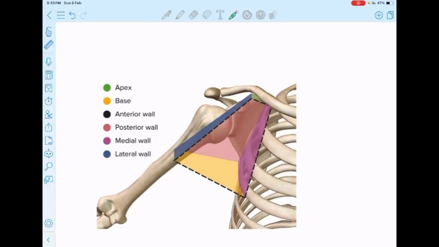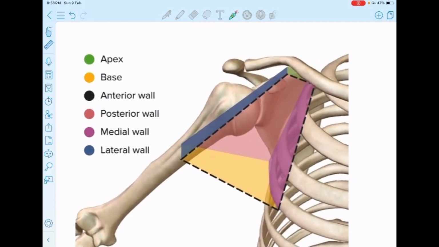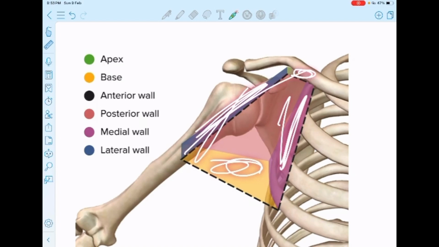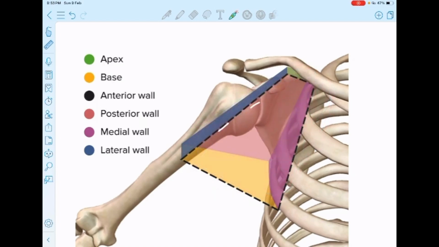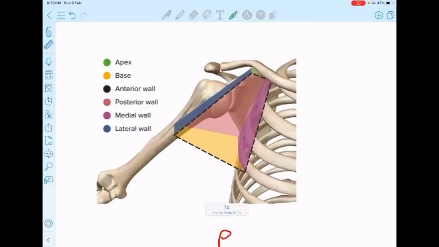Today I'll be talking about the axilla walls, axillary artery, and the surface markers of the axilla. As you can see here at the beginning, we have 6 walls or 6 borders: the apex, the base, the medial wall, the lateral wall, the anterior one, which is not visible here and is represented by these black dashes, and the posterior wall, which is the red one. Let's see the contents of every one.